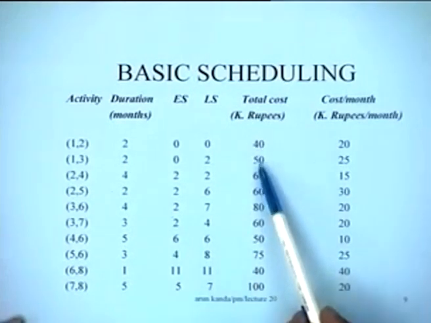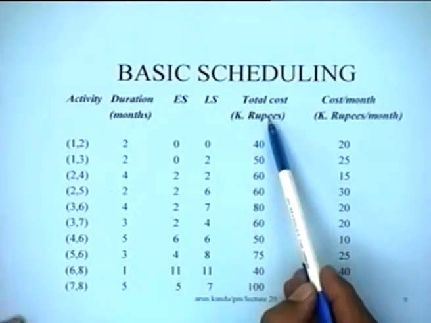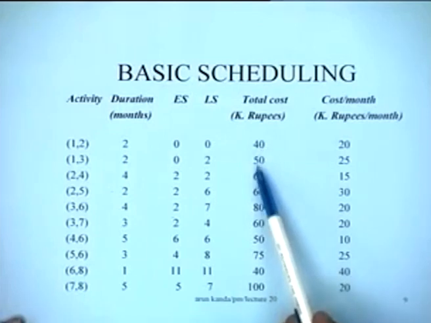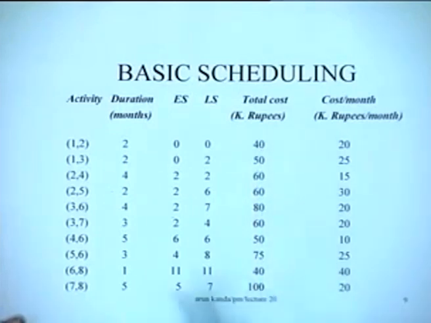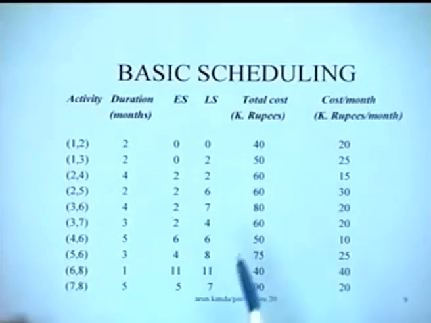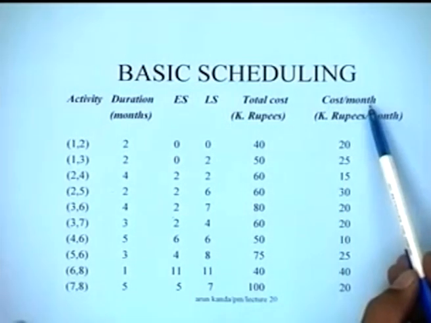And the total cost in thousands of rupees is known to us for each of these activities, so we just write it down. Then what we do is we compute the cost per month.